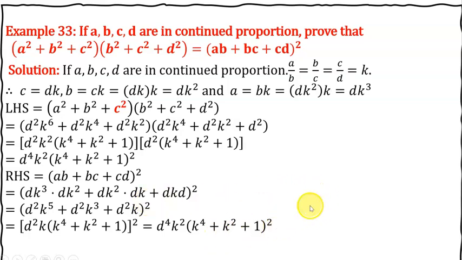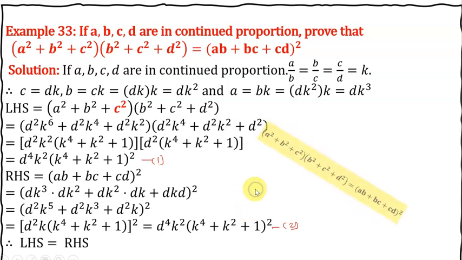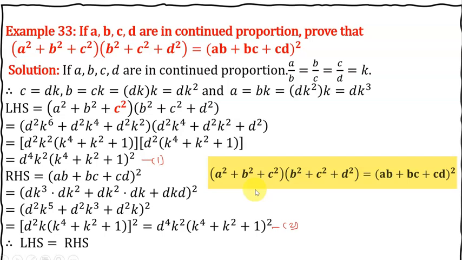And this is the second one. Therefore, from 1 and 2, this is the first one and this is the second one. From 1 and 2, LHS is equal to RHS and hence it is proved. Now, next example.